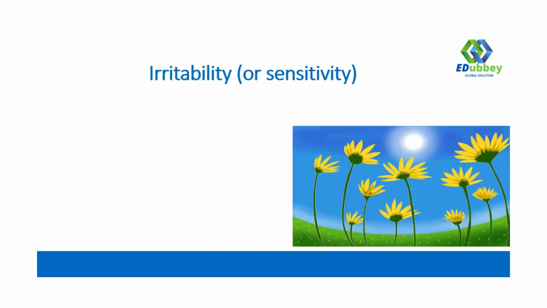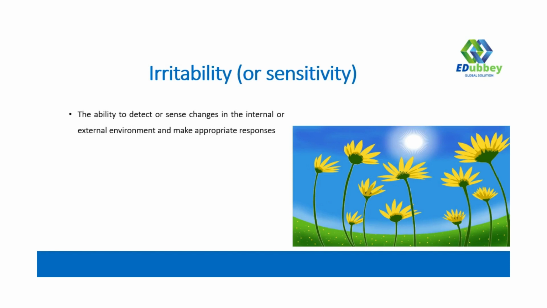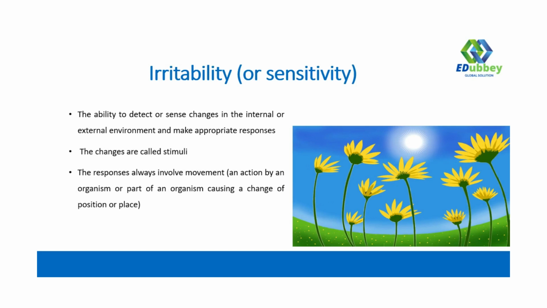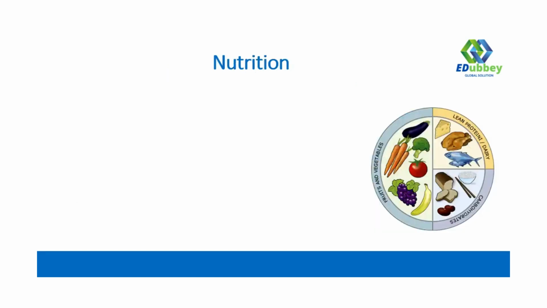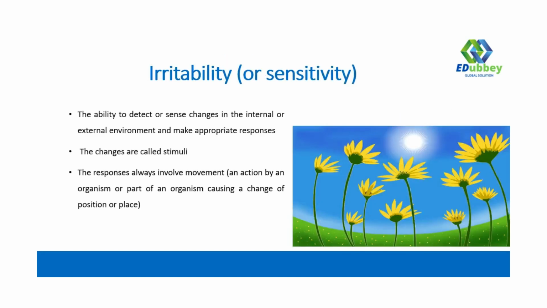Irritability or sensitivity. This is the ability to detect or sense changes in the internal or external environment and make appropriate responses. The changes are called stimuli. The responses always involve movement, that is, an action by an organism or part of an organism causing a change of position or place. A picture is shown on the right hand side to show the response of some sunflowers to the sun.